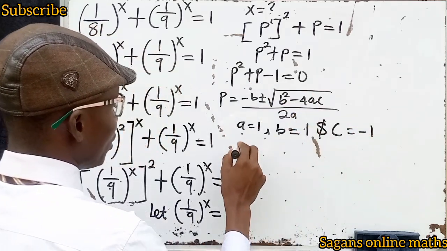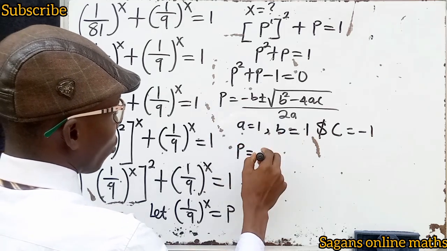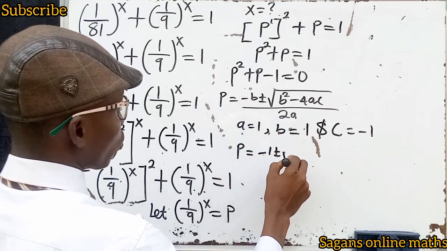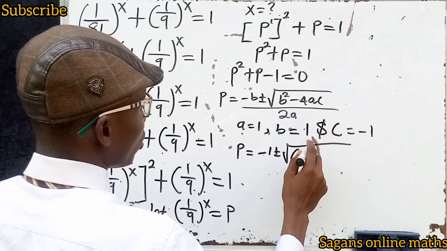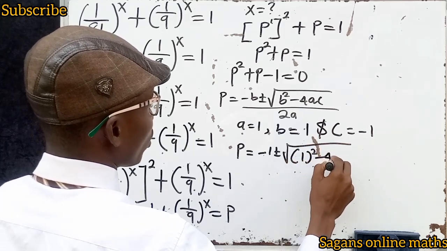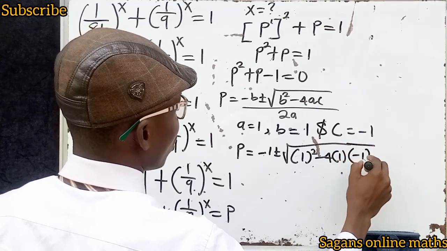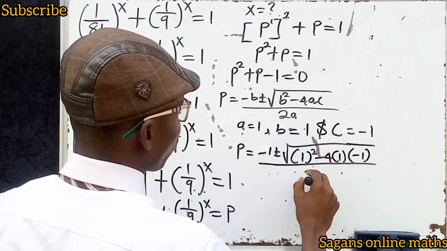minus 1. That means p will be equal to minus b; b is 1, so this will become minus 1, plus or minus the square root of 1 to the power of 2, because b is 1, minus 4 times a, a is 1, times c, c is minus 1, divided by 2 times 1, because a is 1.